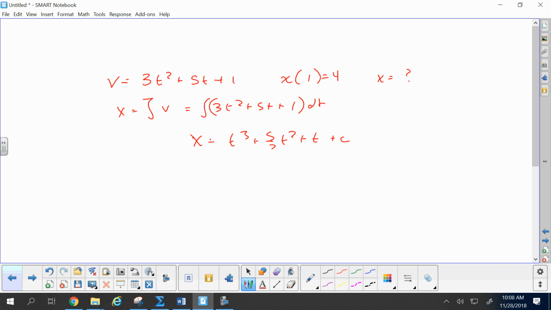Now when you do that, you get x is t cubed plus 5 halves t squared plus t plus a constant. Now the only way you're going to find that constant is if you have a t and an x to put in. That's what the initial condition does. They say when time is 1, x is 4. So if I have a 4 there, that implies that C must have been.